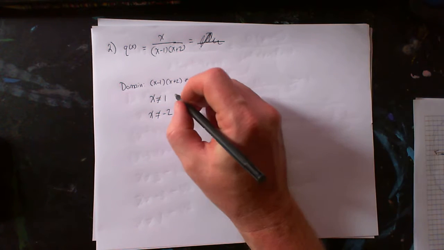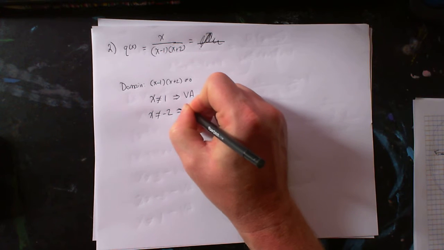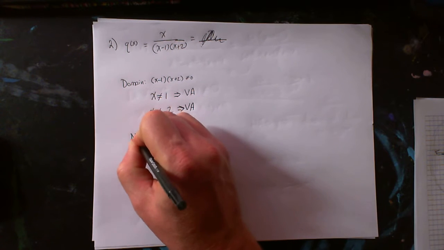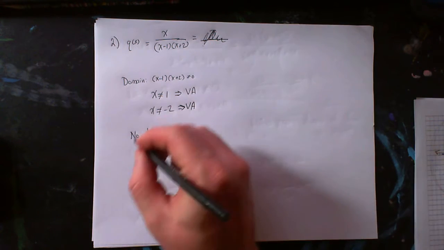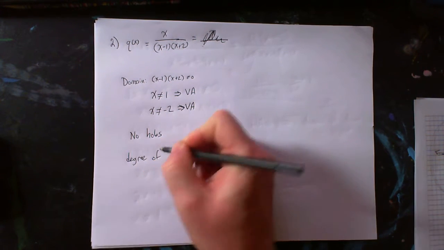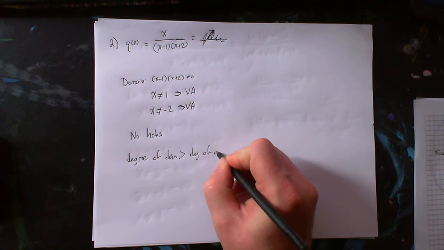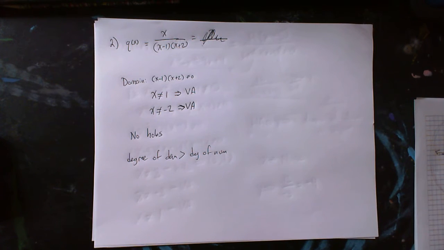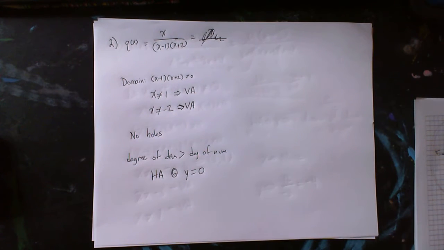Nothing can cancel top to bottom, so we know that both of these are vertical asymptotes. So we have a vertical asymptote at 1 and a vertical asymptote at negative 2. There are no holes. Because the degree of the denominator is greater than the degree of the numerator, we know that there is a horizontal asymptote at y equals 0.